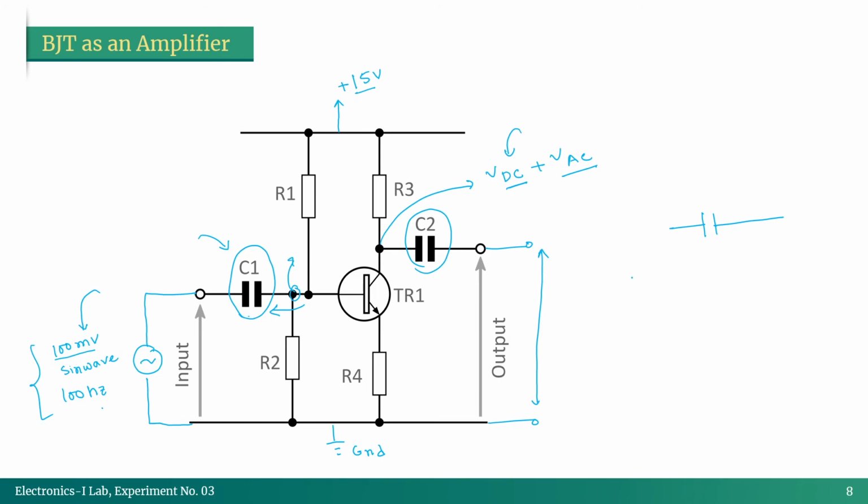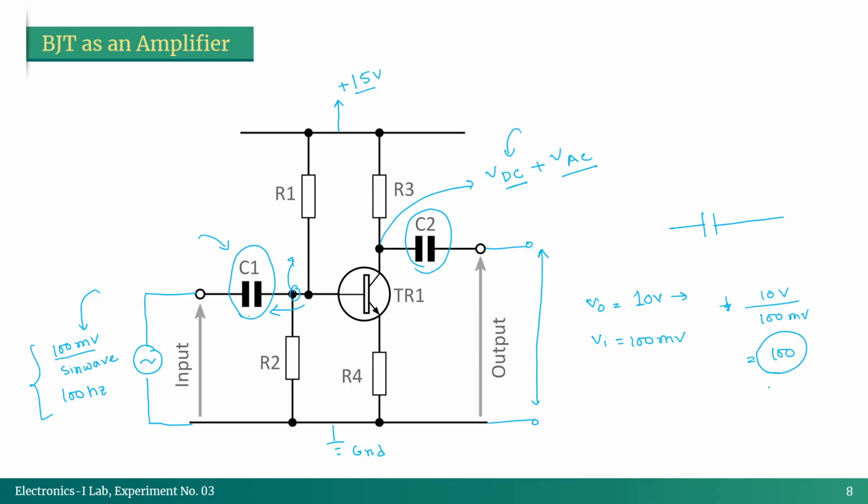Let's say we are getting 10 volt at the output. Just assume we are getting V out as 10 volt. Our input was 100 millivolt. Then our amplification will be 10 volt by 100 millivolt, right? Which should be, I think, 100. So in this way we will get the amplification factor.